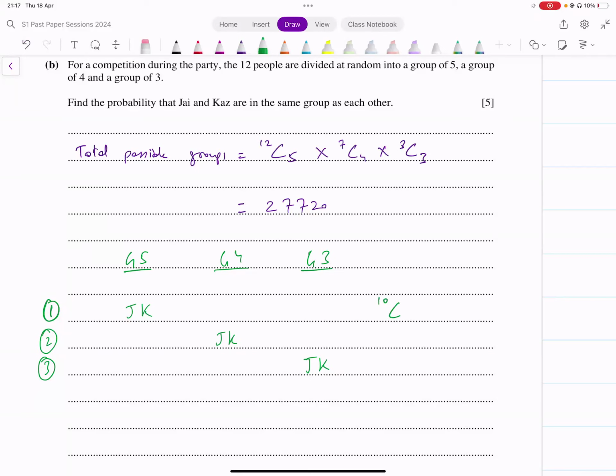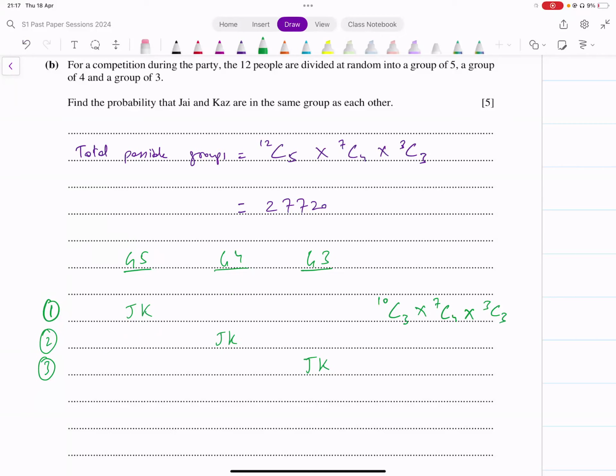In the first group, we needed 5 people in total. 2 of them are already selected. How many more people do we need for that? 3. So out of 10, we select 3 and put them in this first group. And then out of the remaining 7, we choose 4 and we put them in the second group. And then we have 3 people left. That's 3C3.